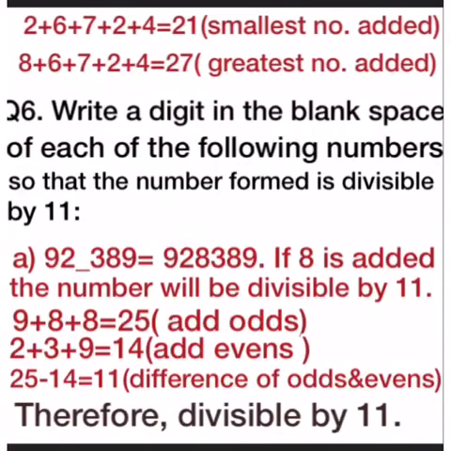So children, we can conclude that the smallest digit 2 and the greatest digit 8, when added to the blank, make 26,724, which is divisible by 3.